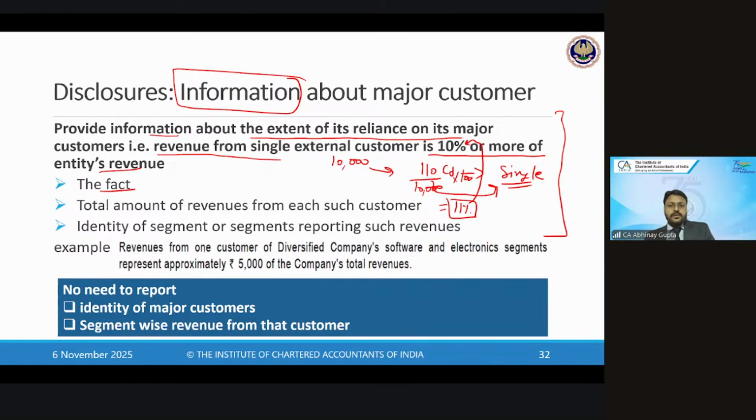Sorry, add one more zero, in that case 1100 crore, right? So 11% is greater than 10% from a single customer, right? So in that case, this disclosure gets triggered. But if the percentage from none of the single customers is more than 10%, then this disclosure about the single major important customer is not triggered. Clear?